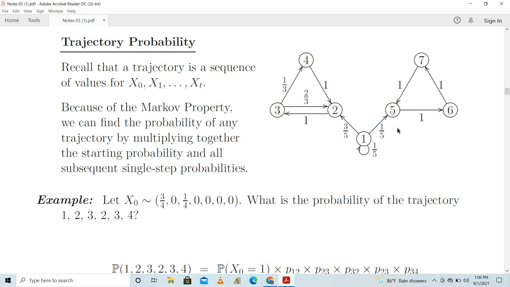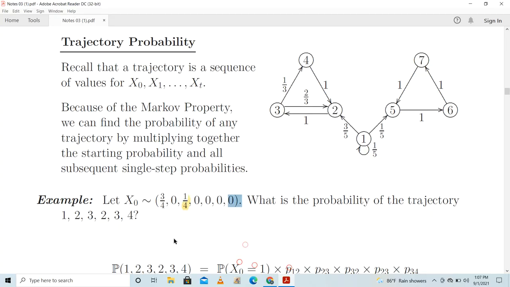So if I want to check the probability of reaching states 1, 5, 6, 7 in order, that is known as the trajectory probability. A trajectory means a sequence of the states that you have reached. For example, if you take x0 as 3 over 4, 0, 1 over 4 and 0, we can calculate the probability of this trajectory 1, 2, 3, 2, 3, 4. What does this mean? X0 means when time is equal to 0, the probability of reaching state 1 is 3 over 4. The probability of reaching state 2 is 0. The probability of reaching state 3 is 1 over 4, and the probability of reaching all the other states is equal to 0.